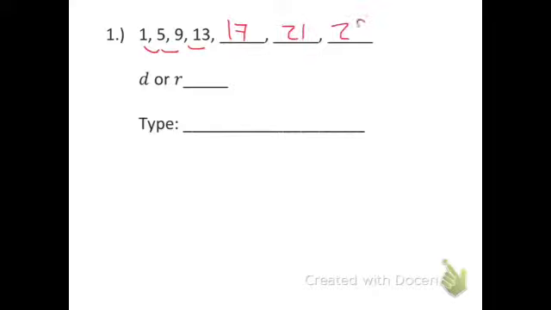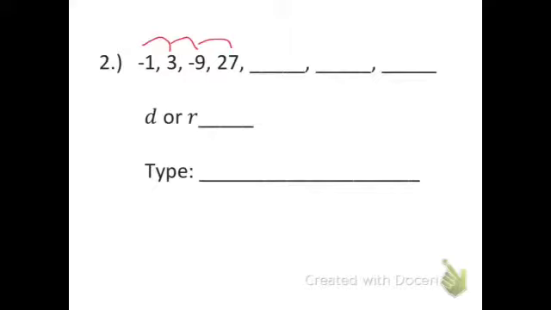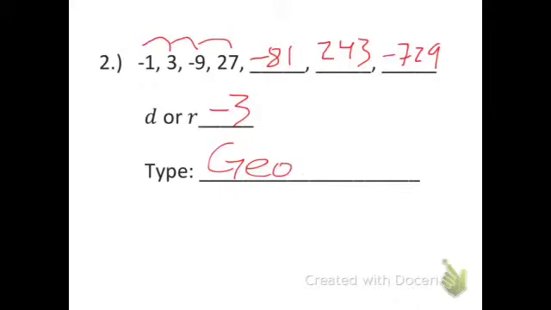This one has a pattern of multiplying by 3 every time. Well, not just 3, negative 3. So you're going to get negative 81, and, hold on real quick, let me get this next one. Negative 81 times negative 3 is going to give you 243, positive, times it by negative 3 again, you'll get negative 729. This has a common ratio of negative 3, and since it has a common ratio, it is geometric.